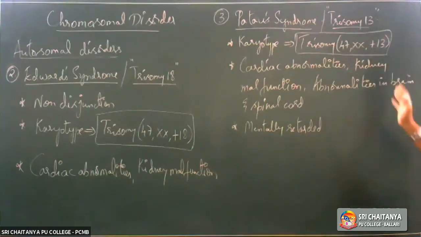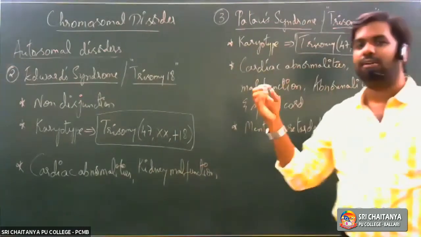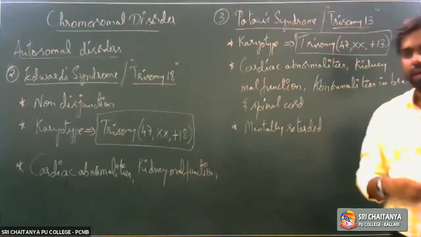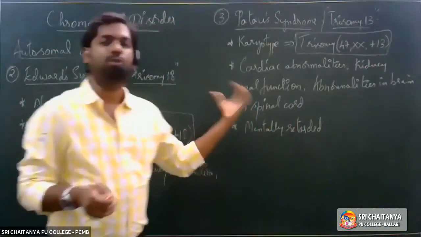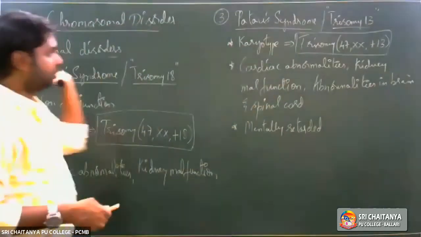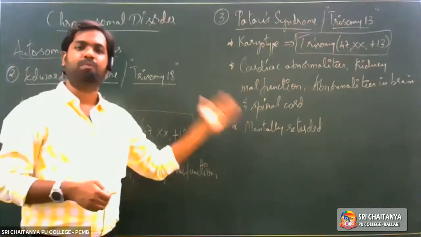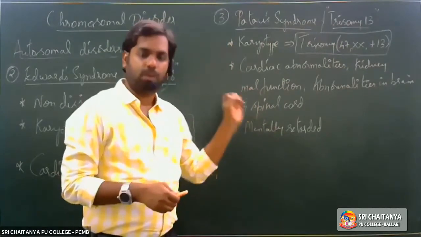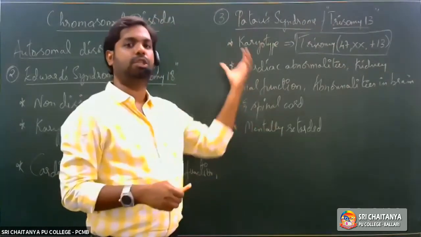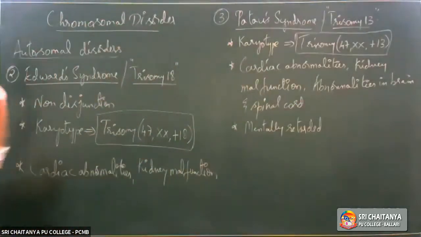Because the individual suffers from all of these conditions, these individuals will have a very, very small lifespan. They usually die within a few days or a few weeks after they are born, very much similar to Edwards syndrome. So these individuals will not survive for a longer period of time. They usually survive for very few days to very few weeks, and then the child dies because of all of the abnormalities associated with this particular condition. So this is what we have with the third disorder, called Patau syndrome.